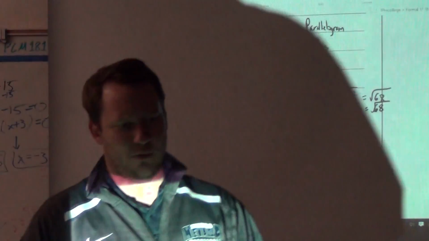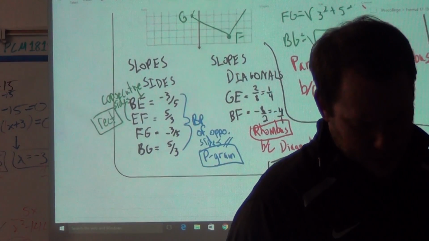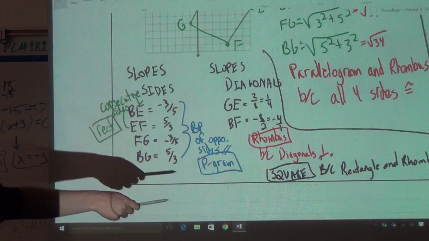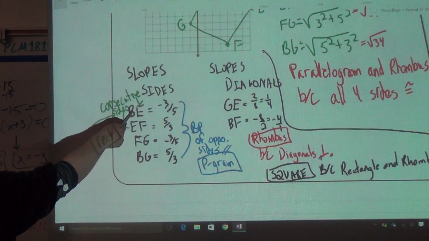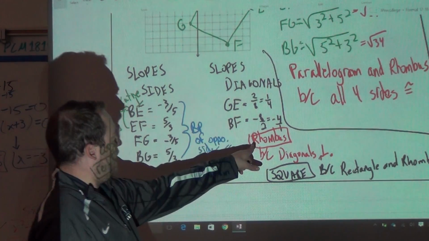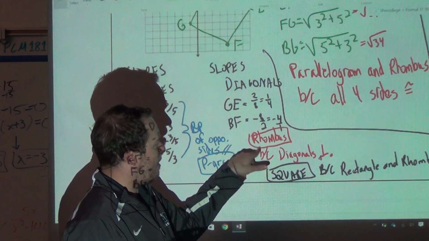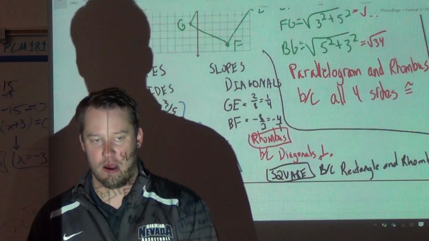If you decide to go with slopes, I put it over here. So we have both pairs of opposite sides that are parallel, therefore it's a parallelogram. We have consecutive sides that are perpendicular, therefore it's a rectangle. These two sides are consecutive. And then the diagonals have opposite reciprocal slopes. So it's a rhombus because the diagonals are perpendicular, and it's a square because it's a rectangle and a rhombus.